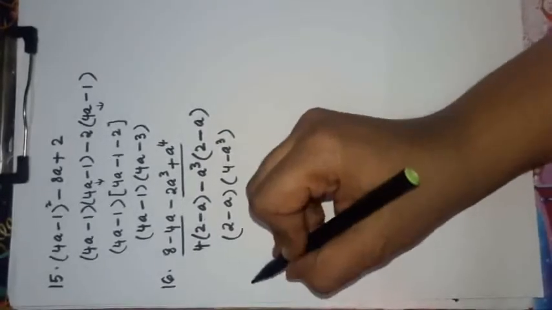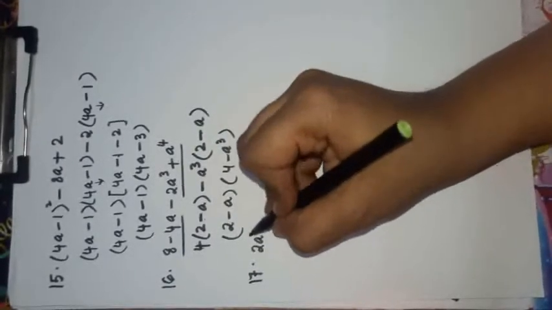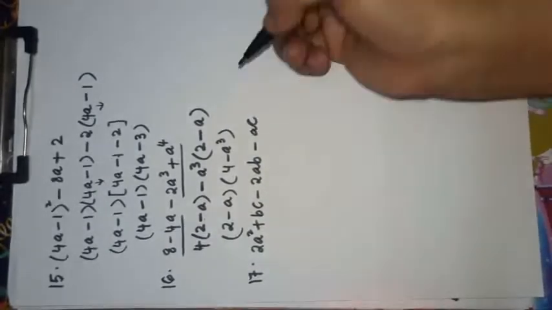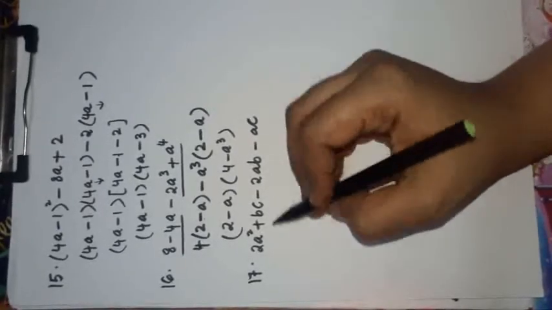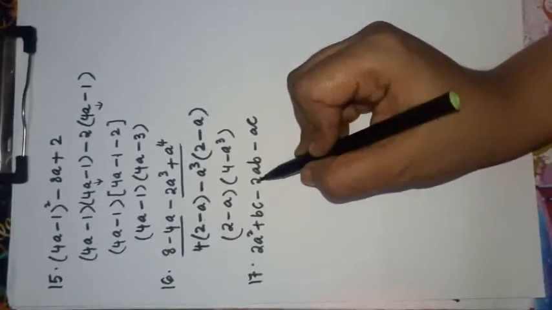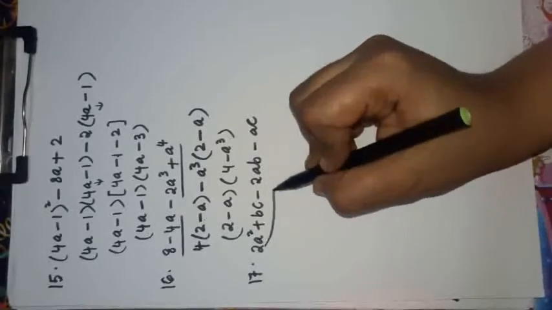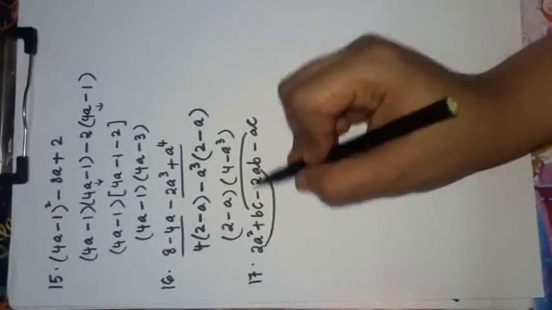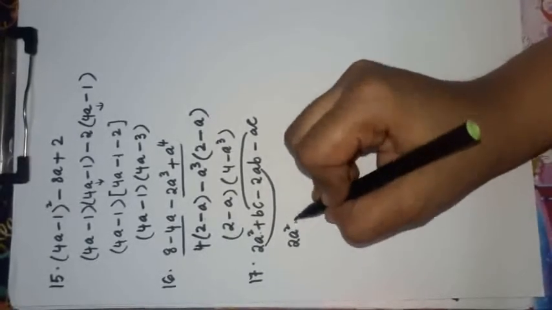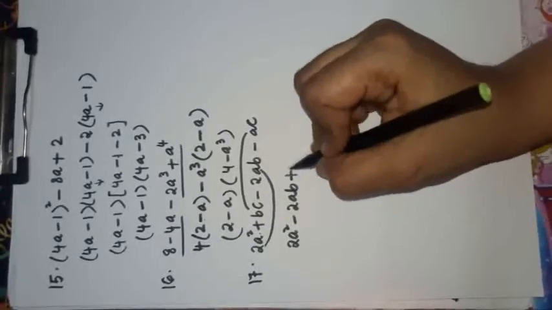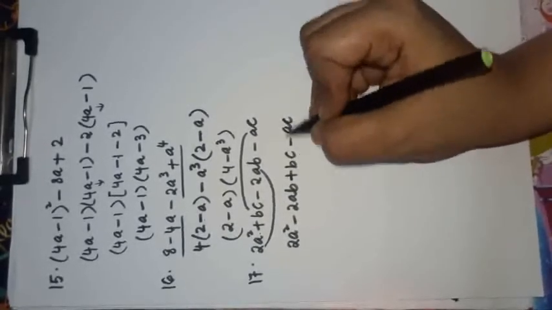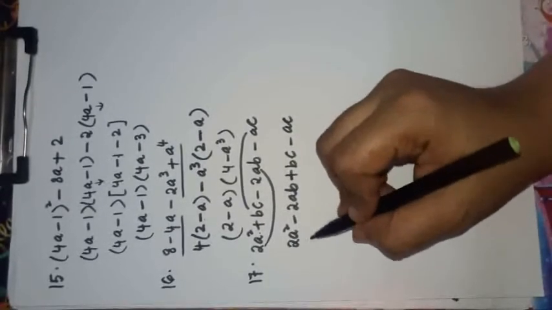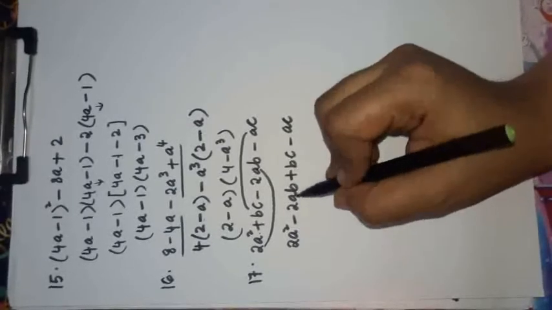Fine. Now next one is 17th one, 2a square plus bc minus 2ab minus ac. Over here once again you see 2a square, here also 2ab. So let us take these together and make a group of these two terms. 2a square minus 2ab, then plus bc minus ac. You can just identify and take common.